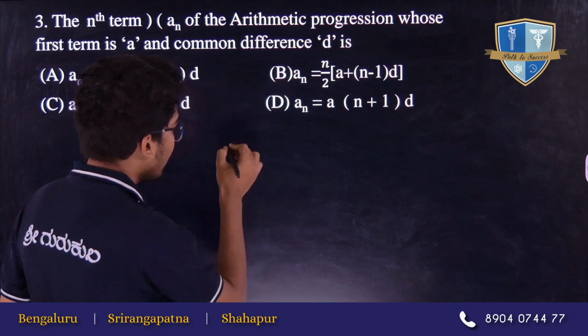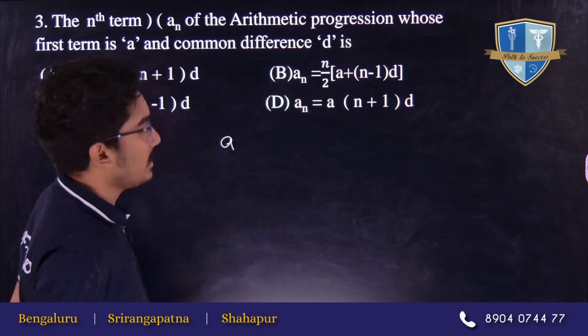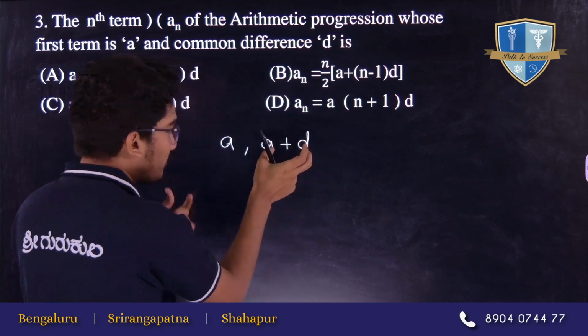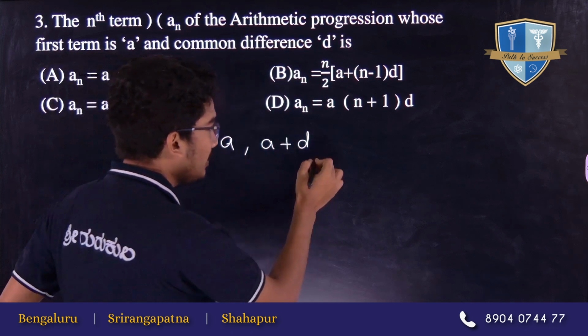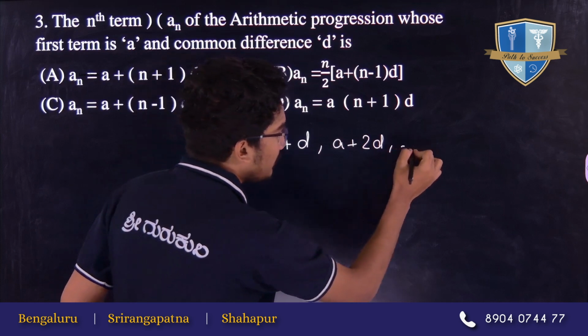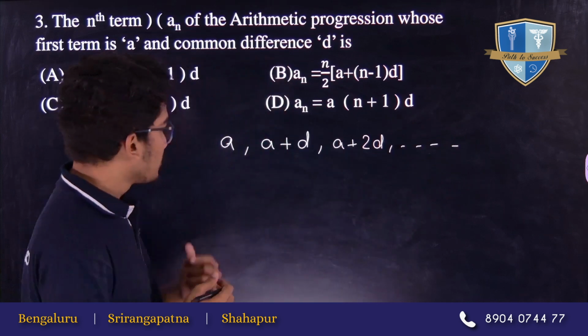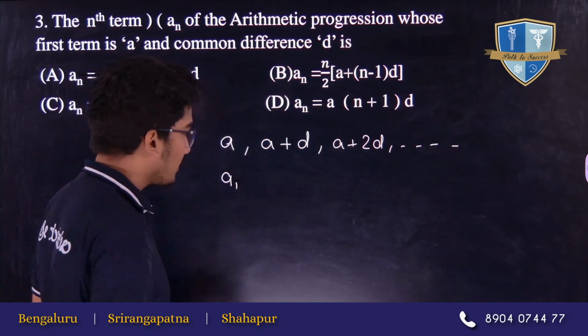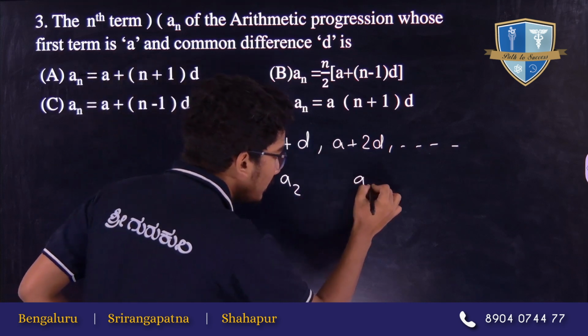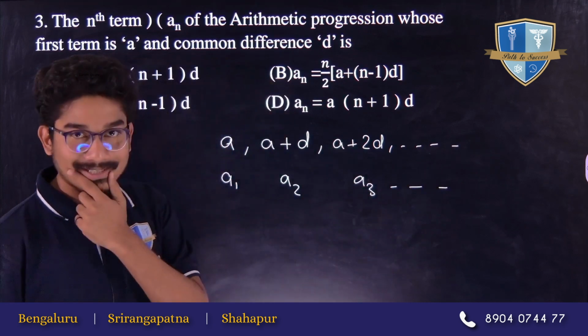For example, if the first term is given as a, the second term will maintain a common difference, which is d. So the difference of these two terms will be d, and the next term will maintain the same difference. So it will be a plus 2d, and so on, right? So this is our first term a1, this is our second term a2, this is our third term a3, and so on. So let's try to understand the pattern.